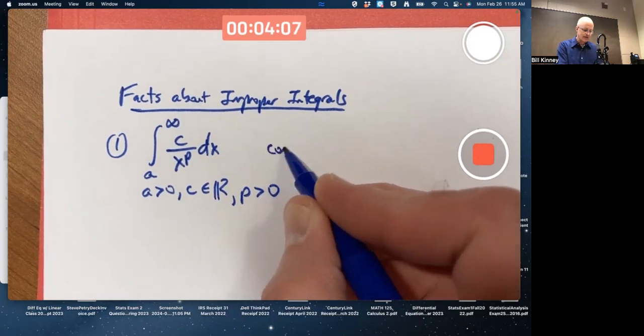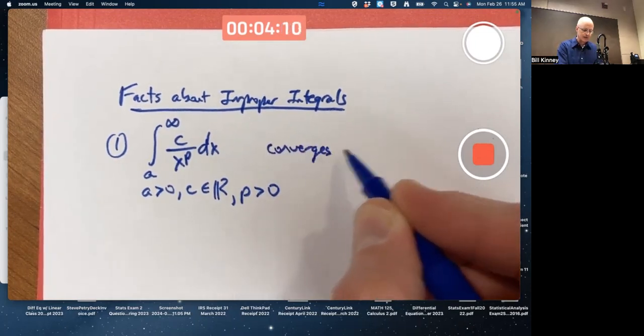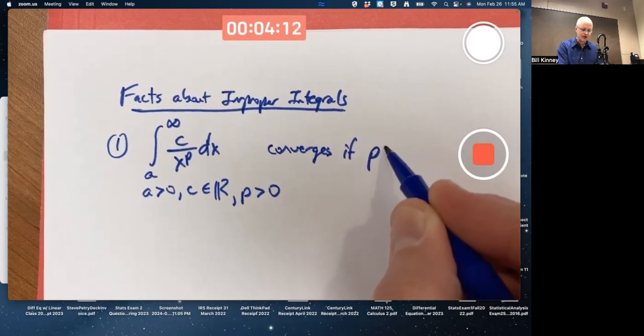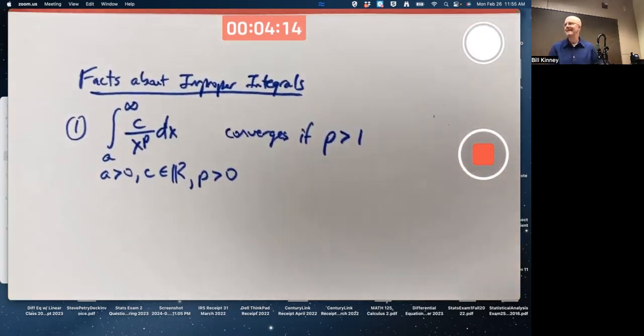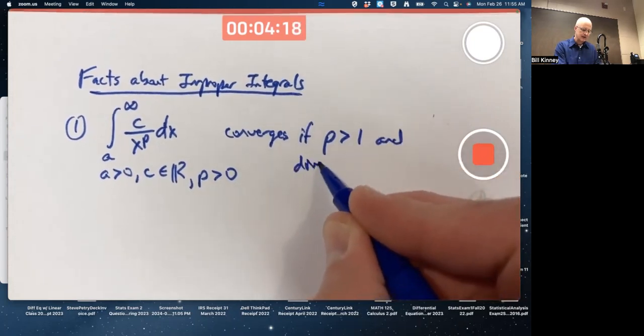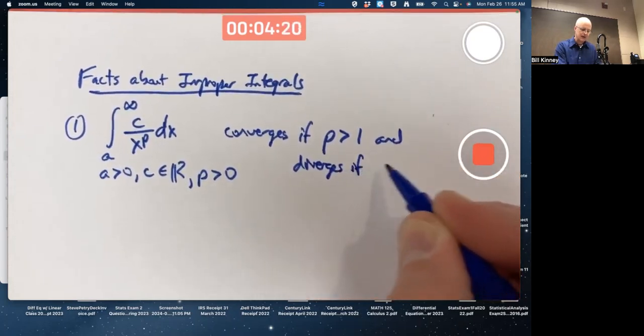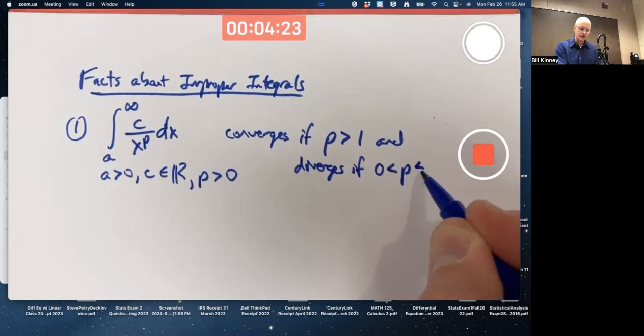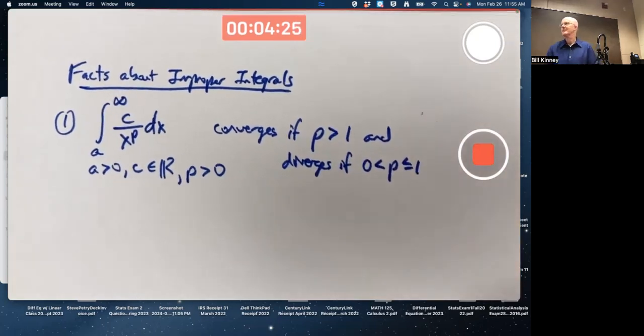This converges if P is actually bigger than 1 and diverges if P is between 0 and 1, including the case where P equals 1. Okay, we derived this last time.